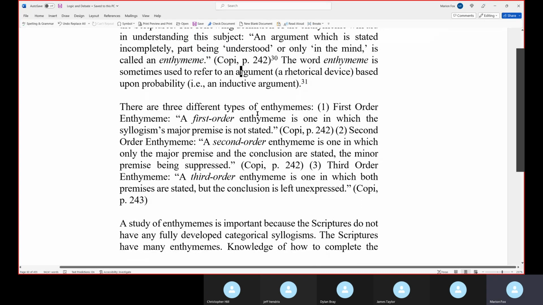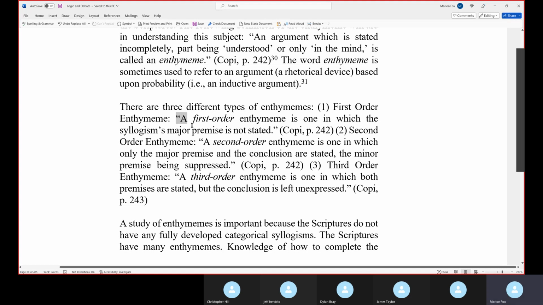There are three different kinds of enthymemes: the first order, the second order, and the third order. All right, let's define what these are. A categorical syllogism has a major premise, minor premise, and conclusion. In the first order, the major premise is not stated, but you have the minor premise and conclusion. We have three terms in a syllogism, and each of those terms is used twice. So if we have the minor premise and conclusion, we have both terms that are in the major premise in the other parts, in the conclusion and in the minor premise. So we can reconstruct our major premise. Any question about that? That's in a nutshell.